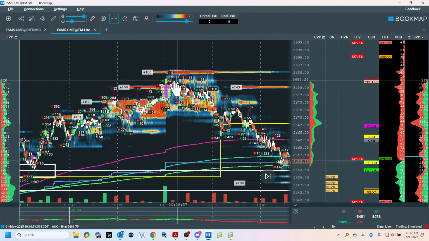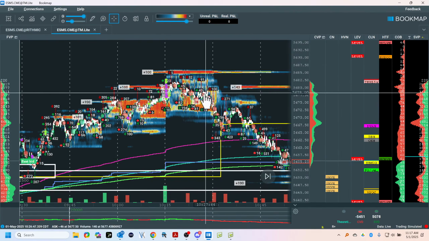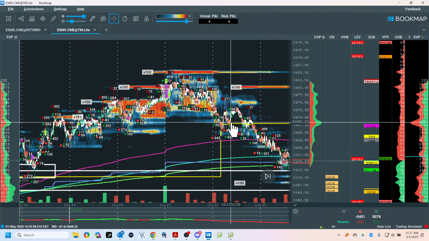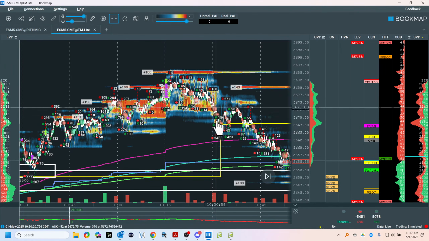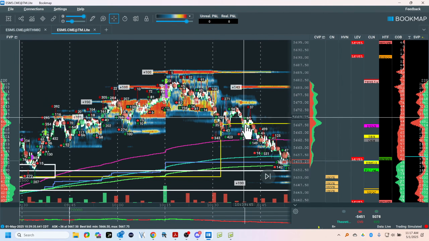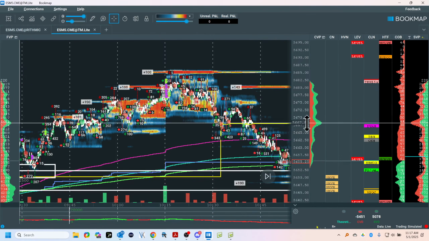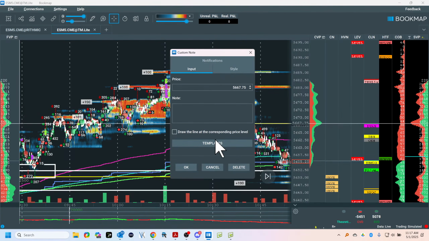So I get my sweep, and as far as I'm concerned, we're going here. I get VPOC migration. I'm very enthusiastic now we're going here. Except right here, I break below it. This is a problem right here. So this now becomes potentially too high, and it's resistance now.